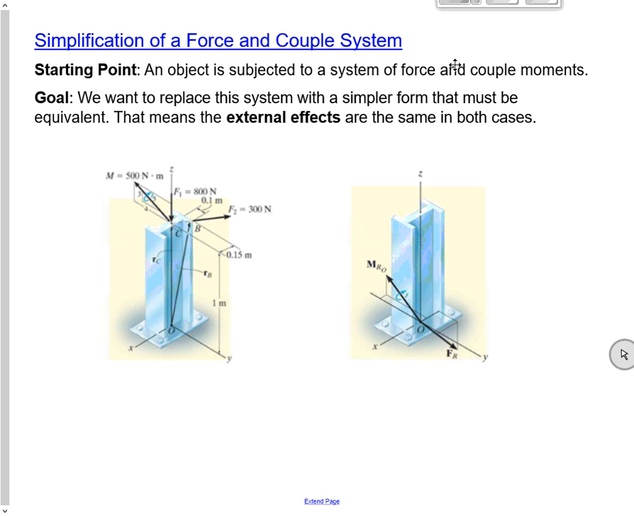And I want to reduce them to one nice simple system that's easier to understand, but which has the same external effect in each case. In other words, it's going to produce the same total moment, it's going to produce the same total force. But I want to reduce this complicated applied situation to a simple applied situation.